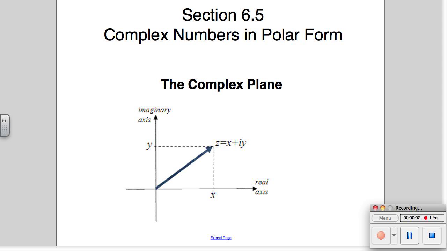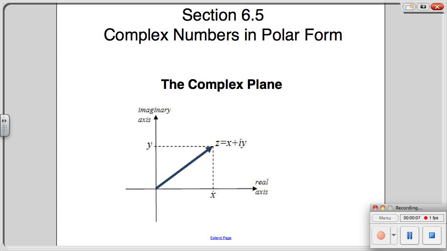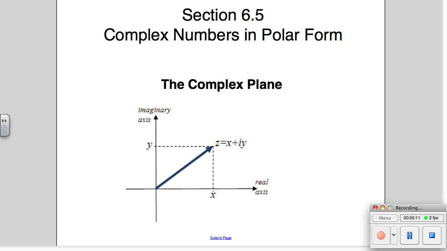Today we're going to talk about section 6.5, and we're just really going to get a little bit into graphing complex numbers. And we're just going to briefly touch on how to graph complex numbers. Now, to graph complex numbers, you're going to graph them on the complex plane.